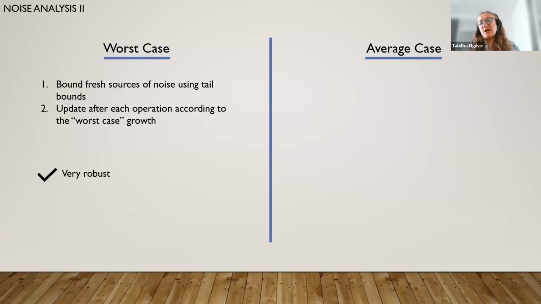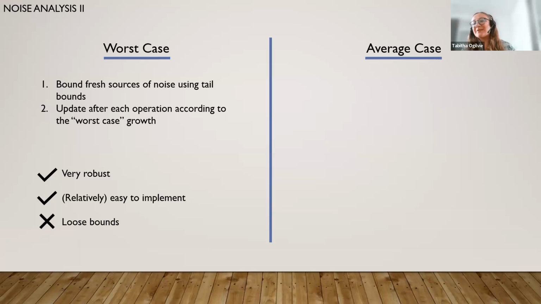It's very robust doing it like this, as you can imagine. There's no room for error really. You've proceeded according to the worst case. You've taken very, very high tail bounds. And it's also, I would say, relatively easy to implement. Worst case analyses are implemented in HElib. I'm pretty sure OpenFHE has these in.